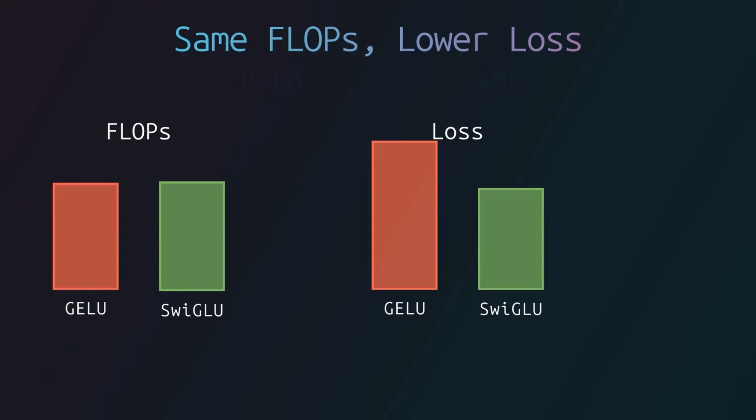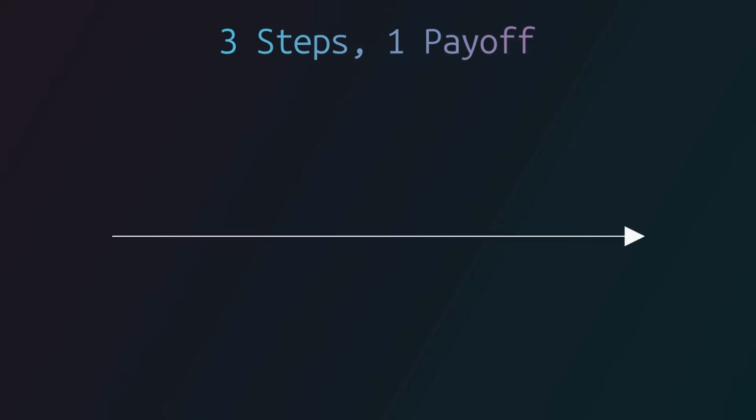This isn't just theory. PaLM and Llama both standardized on SwiGLU because it delivers better perplexity at roughly the same computational cost. We'll cover this in 3 steps.